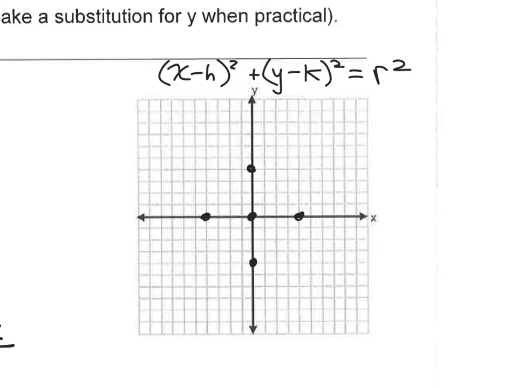All right, let's see if I can draw a circle. Totally going to do it freehand. Why does it keep defaulting back to that? I don't know.